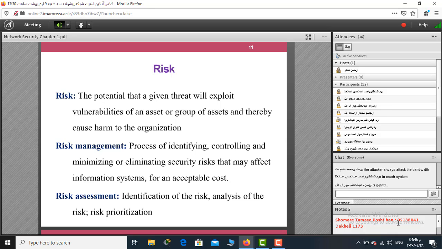Risk is the potential that a given threat will exploit the vulnerabilities of an asset or group of assets and thereby cause harm to the organization.